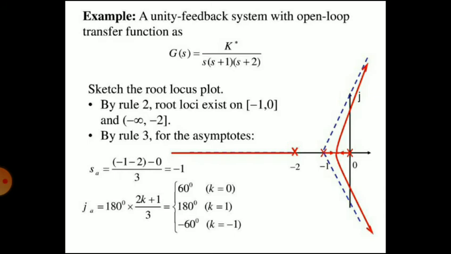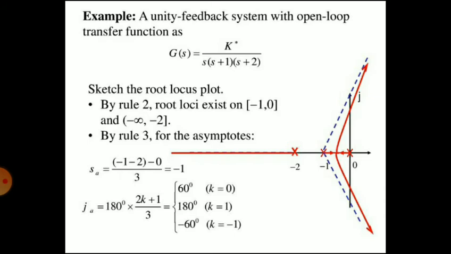So by rule 3, for the asymptotes, the summation of poles, that is 0, minus 1, minus 2, minus the number of zeros, that is 0, upon n minus m, that is 3 minus 0 equal to 3. So that will be equal to minus 1. So the centroid will be at minus 1. And from that centroid you have to draw the asymptotes, that is shown by the dotted line in this graph.